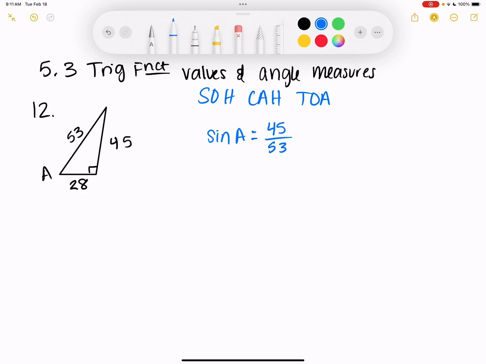And that's all we have to do on these ones, is writing this stuff out. The cosine of that angle is adjacent over hypotenuse, so 28 over 53. And the tangent is opposite over adjacent, so that's 45 over 28.